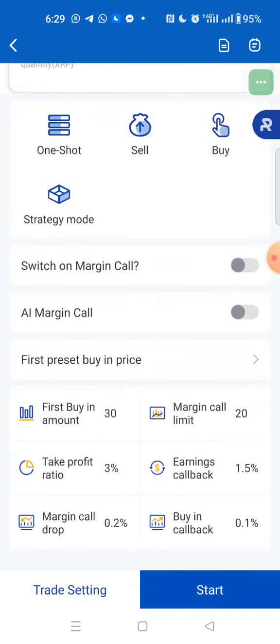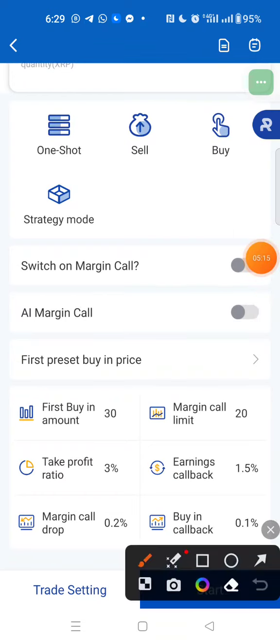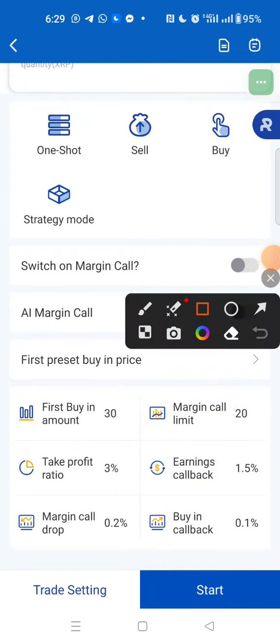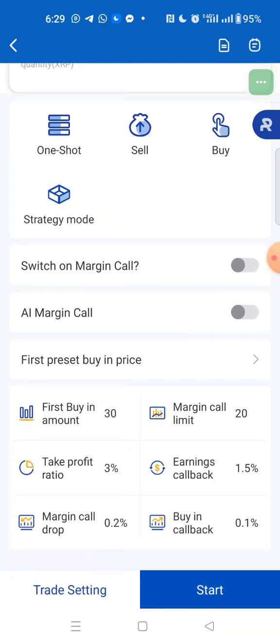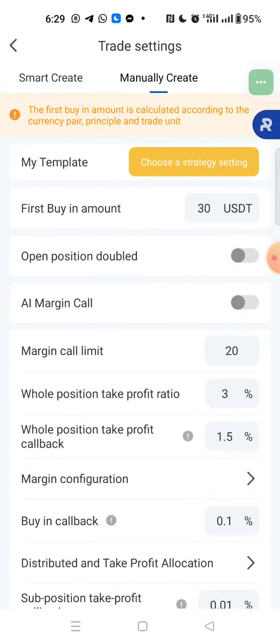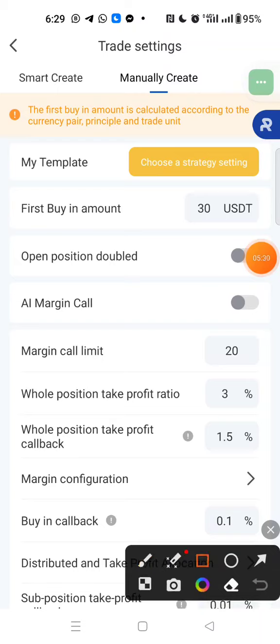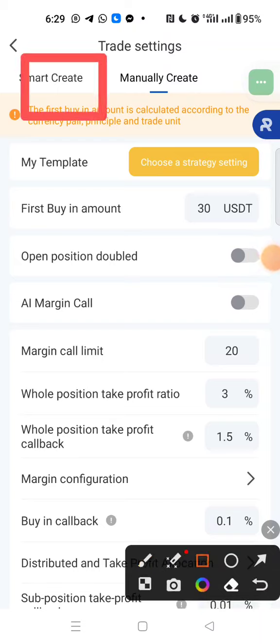Okay, now the next step is to come to this area. You now want to set your trade. Since now you have found the coin you want to trade, you want to tap on trade setting and set your trade. So let us go to setting up your trade. Now when you come here to set up our trade, we have two important areas. We have an area we call the smart create, where we want our robot.